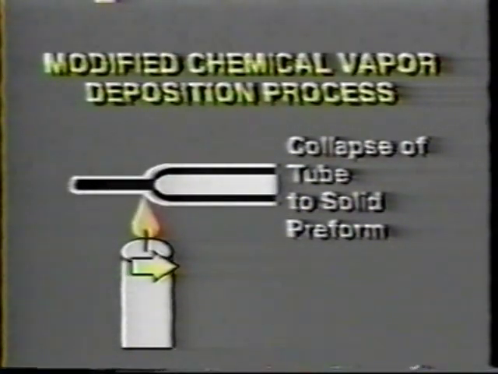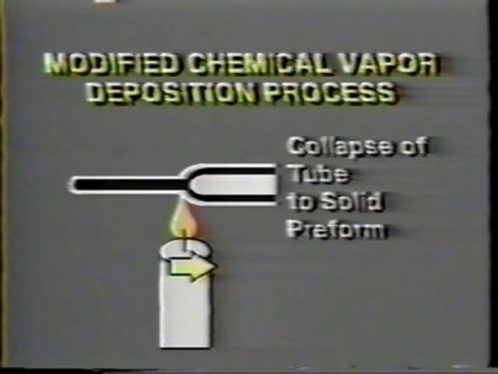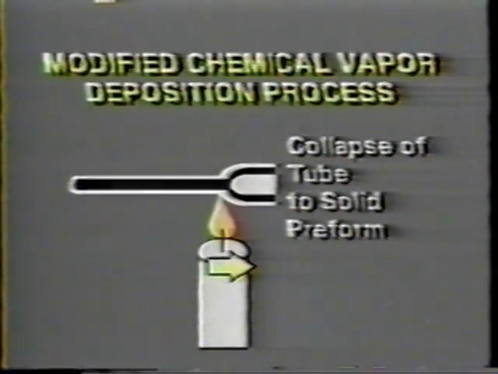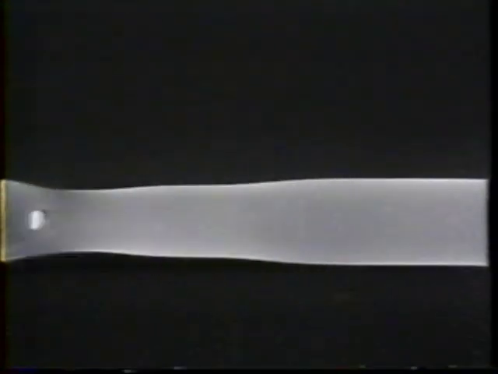In the final stage of the preform process, the torch is allowed to make several slow passes as its temperature is increased to over 1900 degrees centigrade. As the glass softens, surface tension causes the tube to collapse, forming a solid preform rod about 3/4 of an inch in diameter.